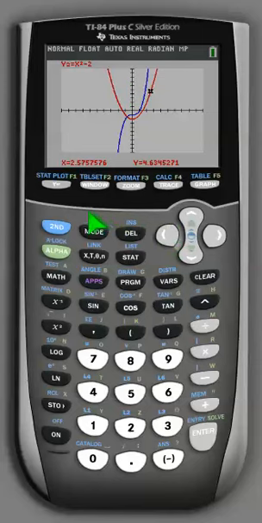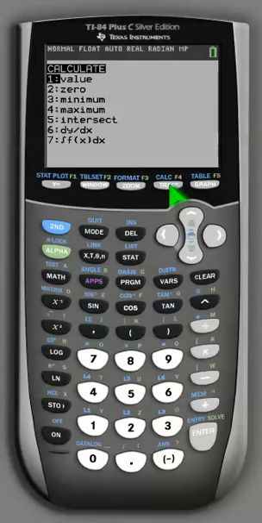All right, next thing we're going to look at is other functions with this button, and they're the calc functions. So we click second calc, or second trace, and we have a bunch of functions here. These last two will only deal with calculus. You won't use them until 12th grade. What I want to look at right now is value and zero to finish out this presentation.